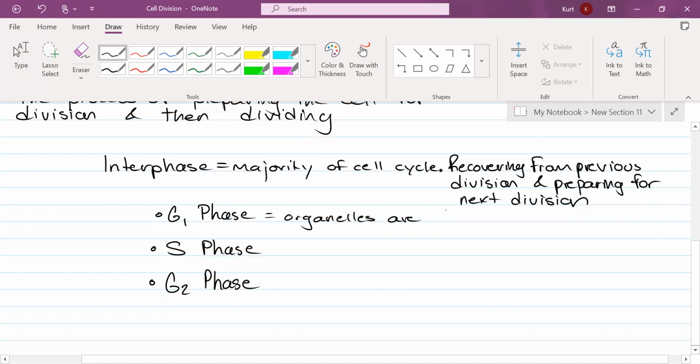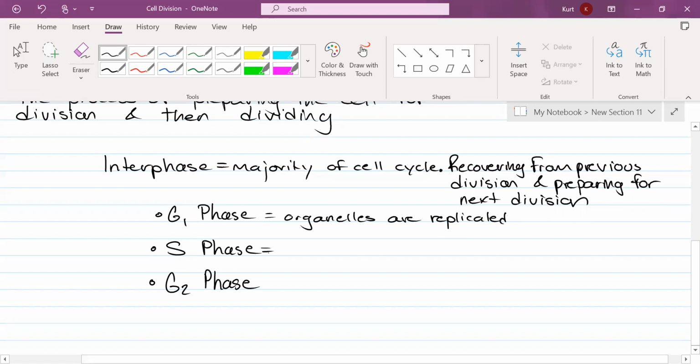So Sam, if I had 20 mitochondria, how many am I going to have after G1? 40. If I had 5 ER, how many will I have after G1? 10. You want to double all your organelles because you're going to make 2 cells. Each cell needs to get a full complement of organelles.